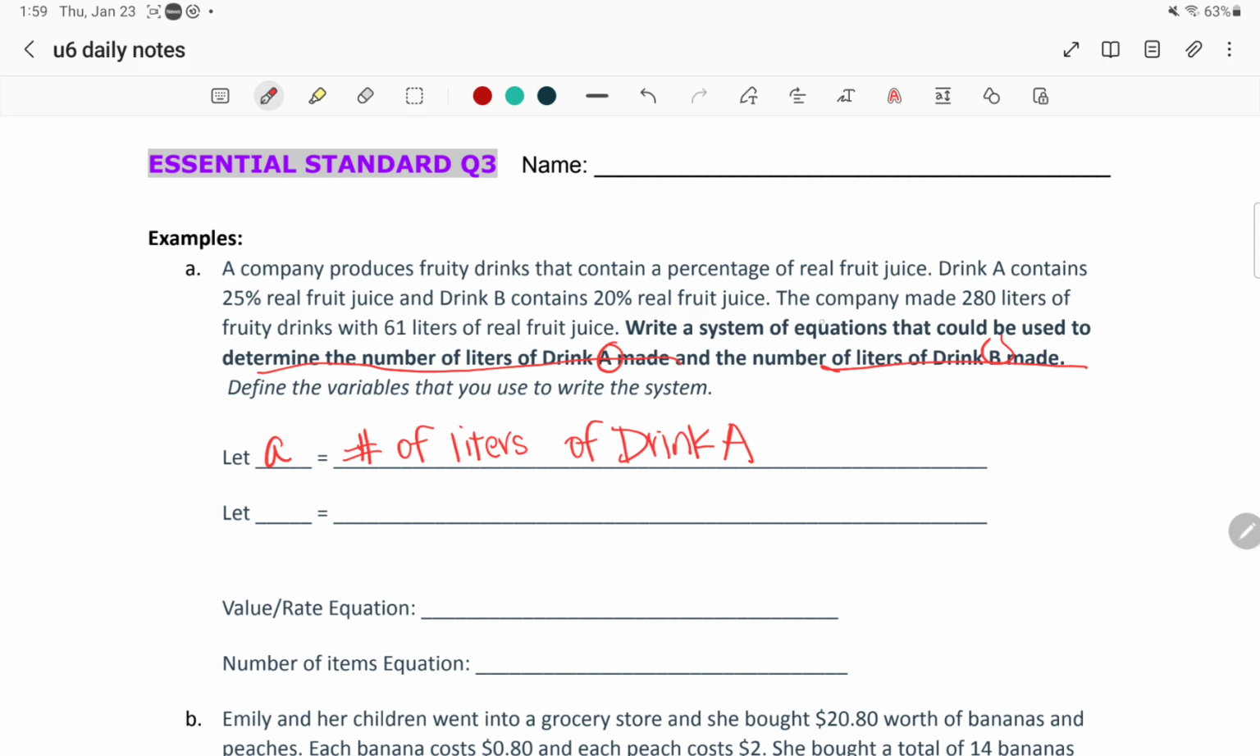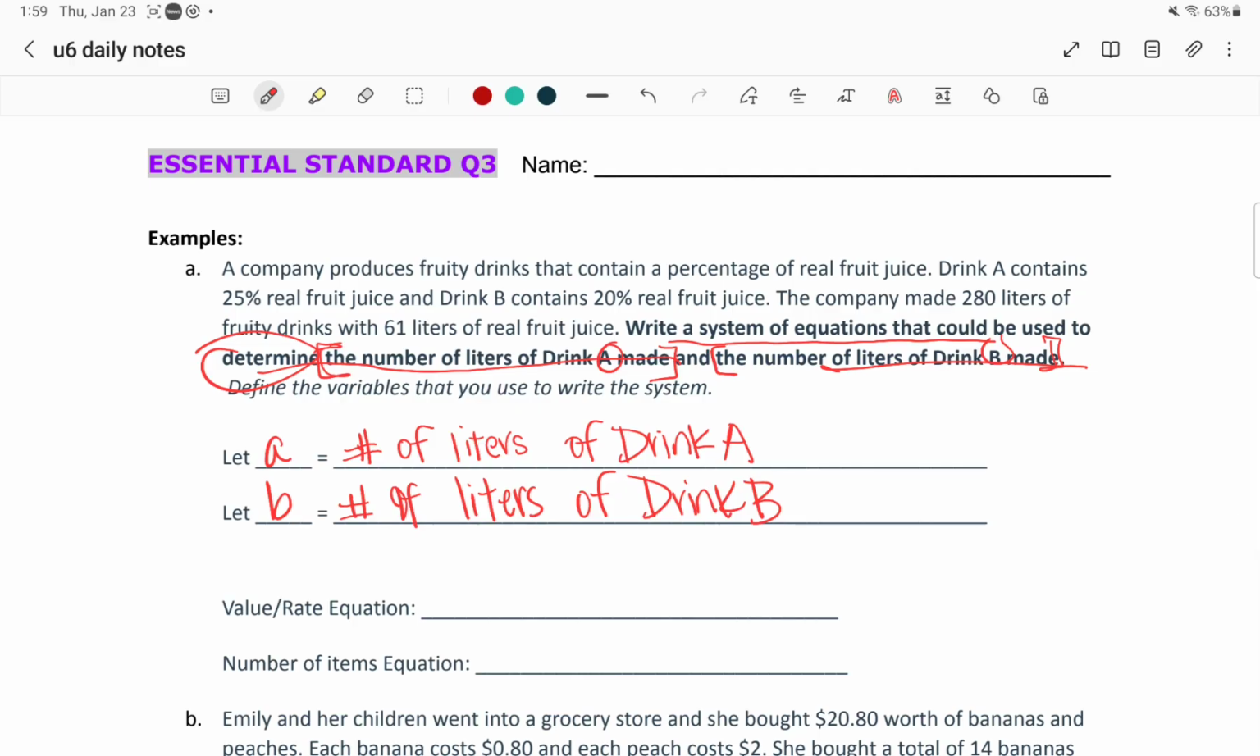You don't have to think about this part, okay? It's always going to be write a system, blah, blah, that could be used to determine the blah, blah, okay? It's always going to say something like that. After the word determine, that's what you want, okay? And we're going to let B be the number of liters of drink B.